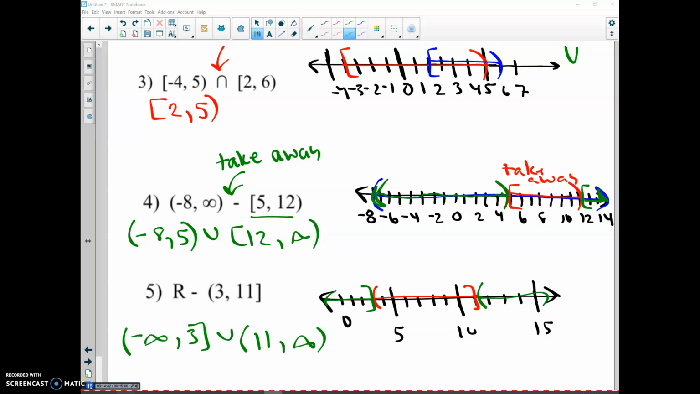Using that same mentality from number 4 for number 5, the parenthesis at 3 becomes a bracket, the bracket at 11 changes to a parenthesis, and you are shading in anything that's left over.